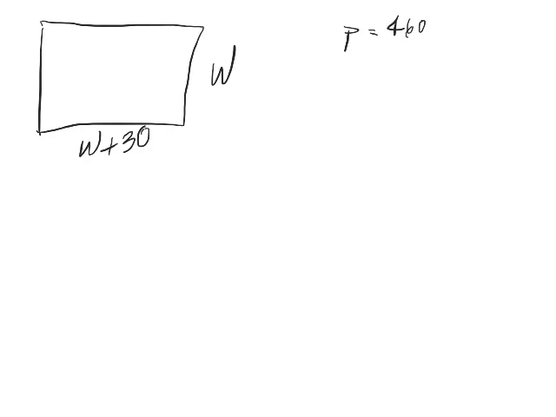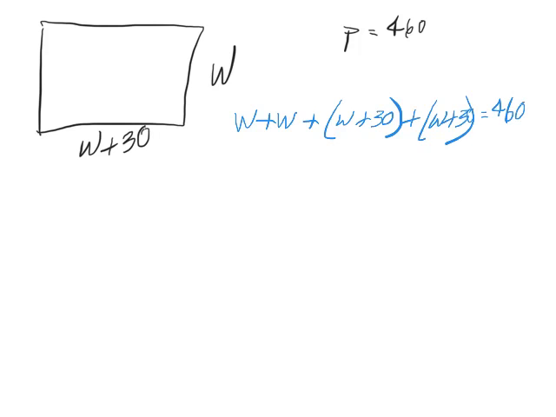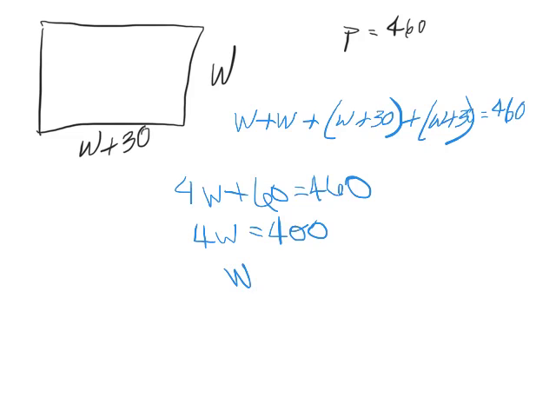Perimeter I know is, if you add this side, this side, this side, and this side together, we get the perimeter, which in this case is 460. So we're going to take W plus W plus 30 plus W plus W plus 30 equals 460. So I'm going to add all those up, and that'll be the perimeter. So 4 W's plus 60 equals 460. So 4W equals 400. W equals 100.